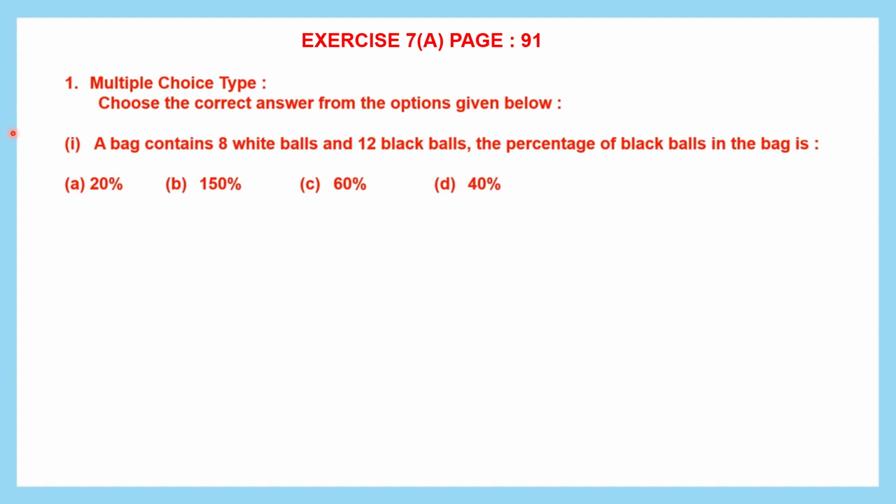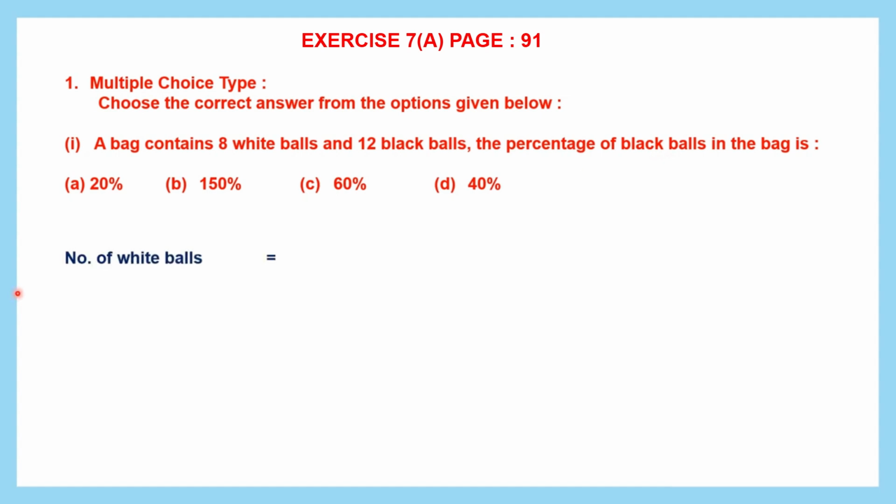So here, let's begin with this first question. So this is a multiple choice type. You have to choose the correct answer from the options given. So in the first question, we have a bag contains 8 white balls and 12 black balls. The percentage of black balls in the bag. So here there are 8 white balls and 12 black. We've been asked to find the percentage of black balls.